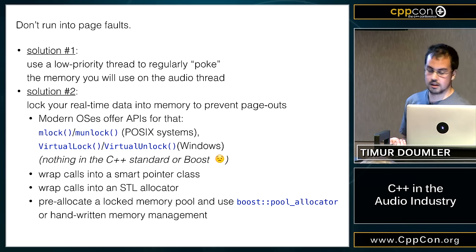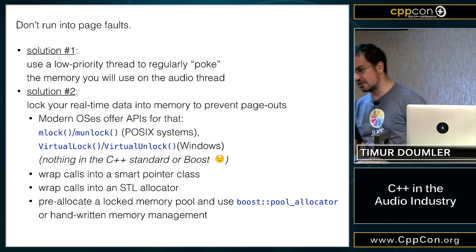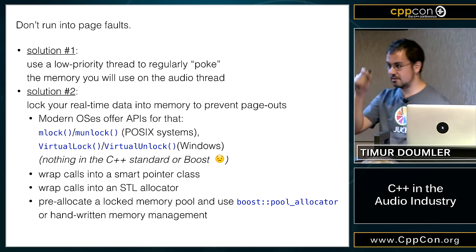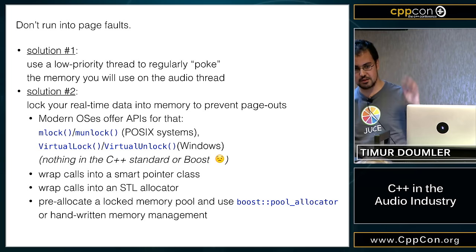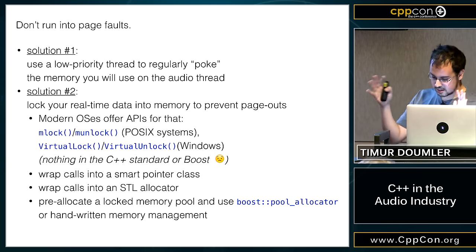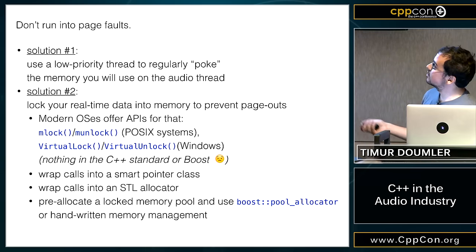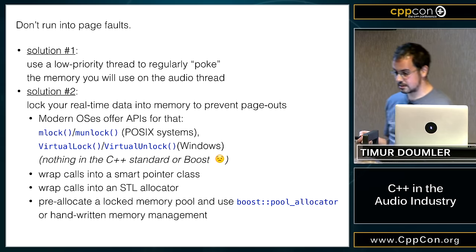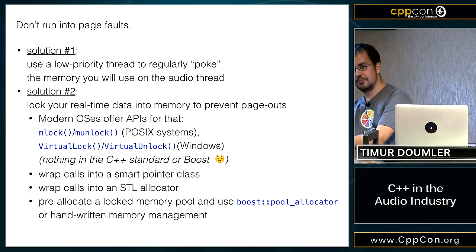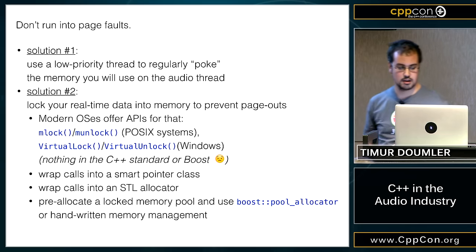And there are two solutions basically to this. Either you can have a low priority thread, which regularly accesses this memory, so it stays hot. Actually the better solution is that modern operating systems all offer some APIs like mlock on Mac and Linux, or VirtualLock on Windows, which lets you lock memory into the virtual memory, so it's not going to be paged out.